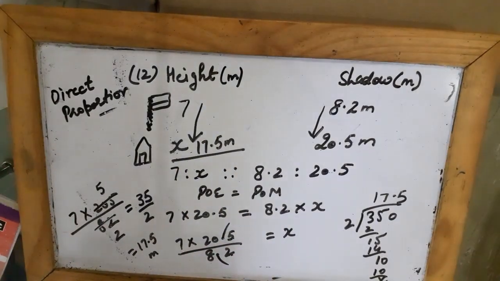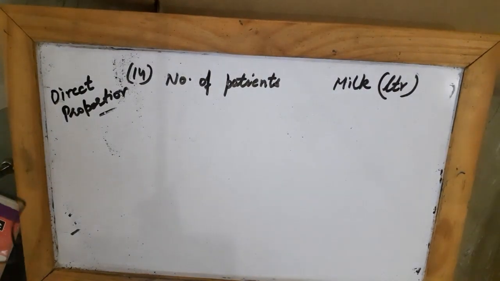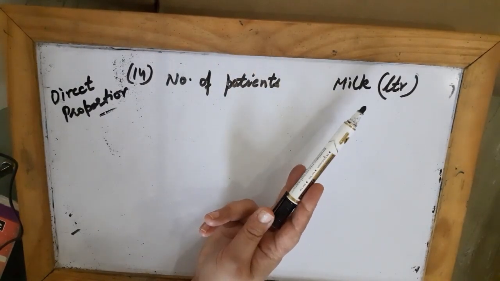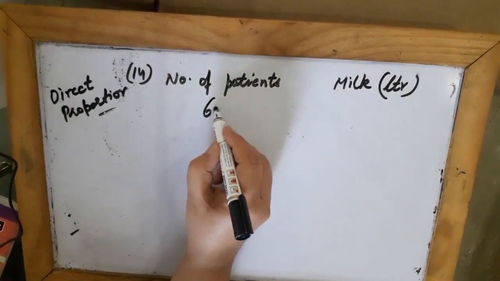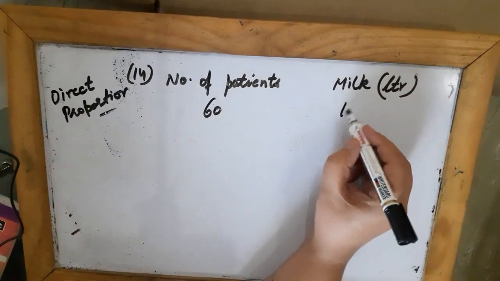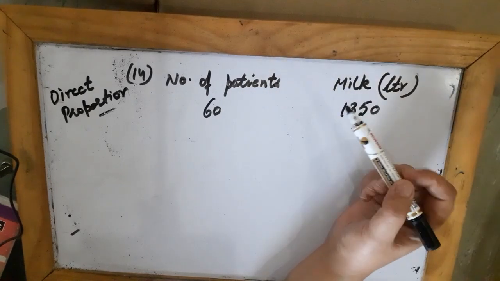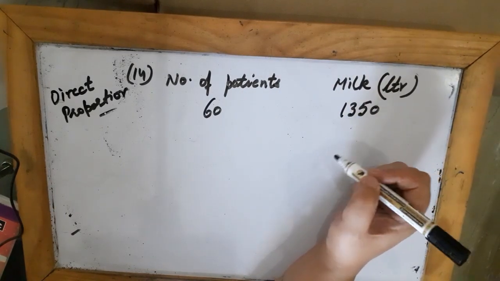Direct proportion. So in question number 14, you can see they are saying in a hospital, the monthly consumption of milk of 16 patients is 1350 liters. So what are the two things given is, one is the number of patients and one is the quantity of the milk given to them. So they are saying 60 patients, they have 1350 liters of milk in the hospital. तो अगर 60 पेशेंट्स हैं उनके लिए कितना दूध हॉस्पिटल में आता है 1350 liters.